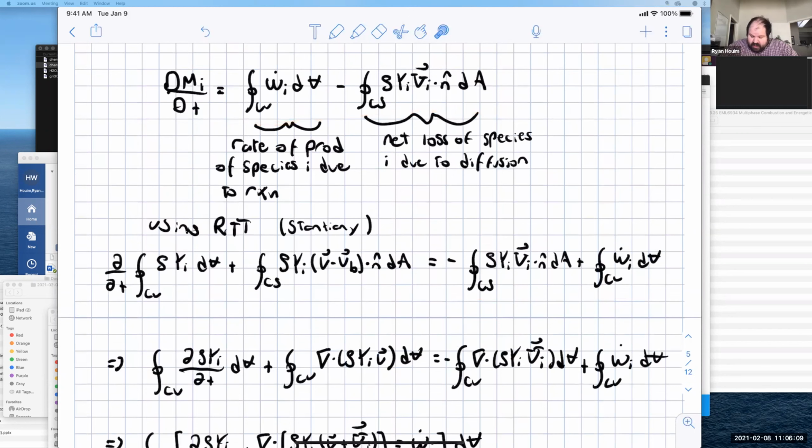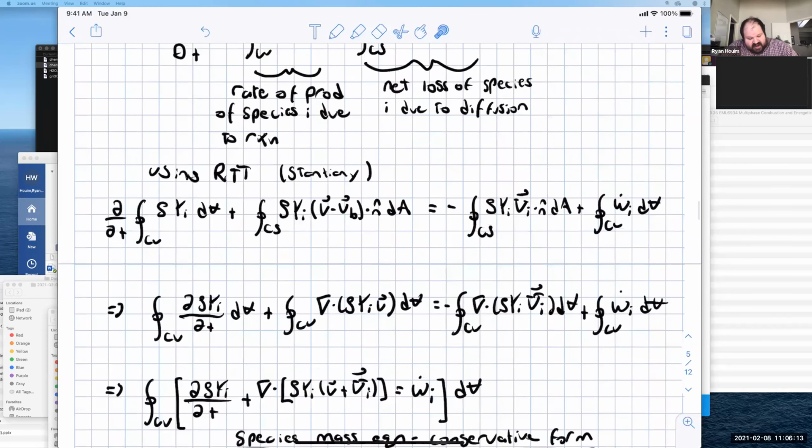So now you could imagine, first, we're using a non-deforming control volume, so I can take the time derivative and move that in. So I have the volume integral of the time rate change of species mass.